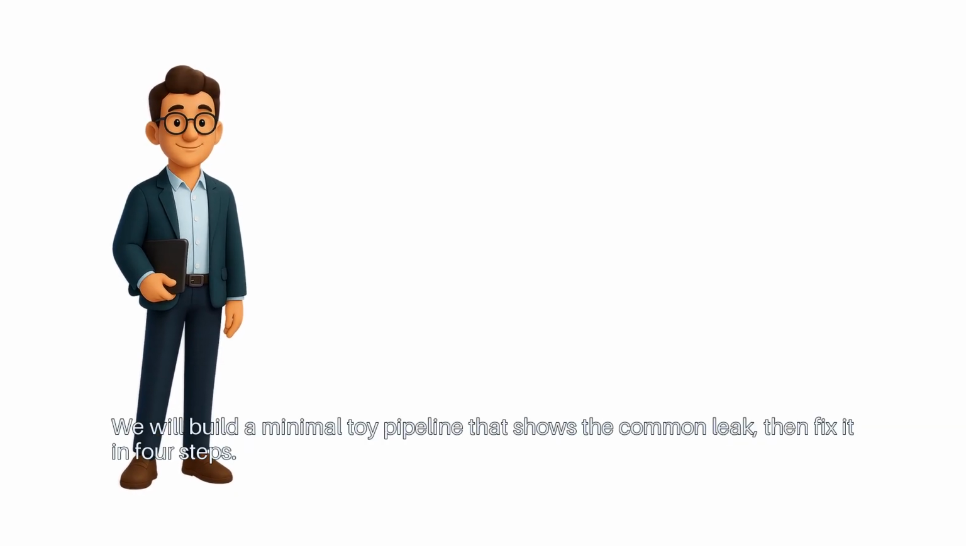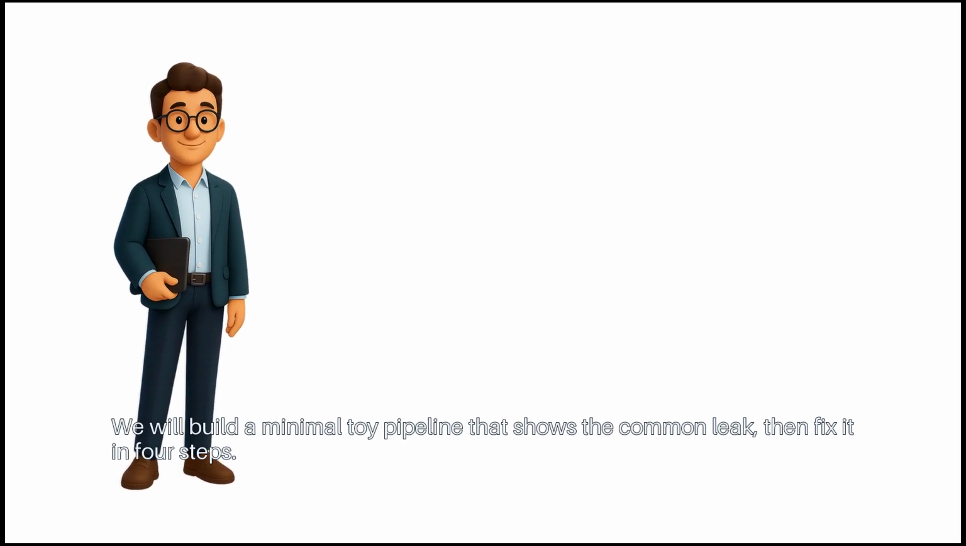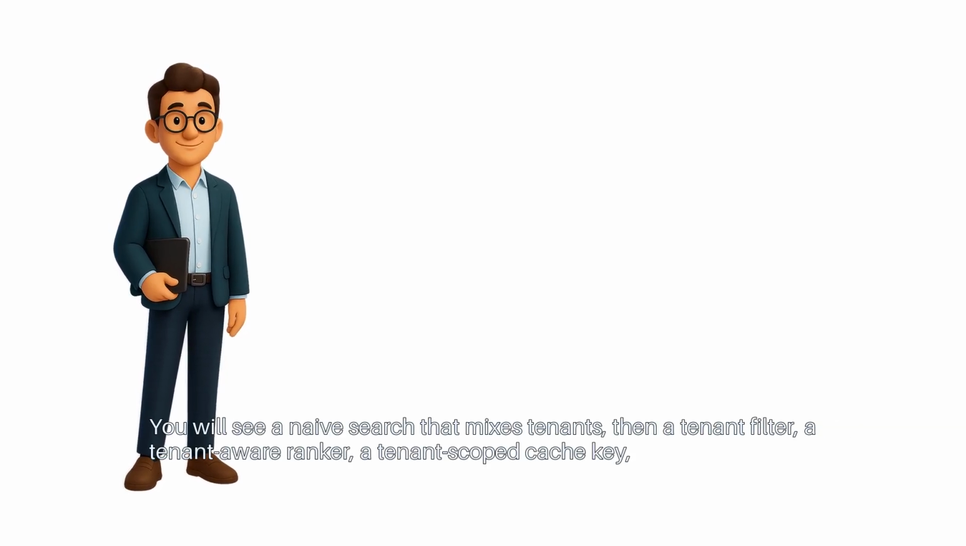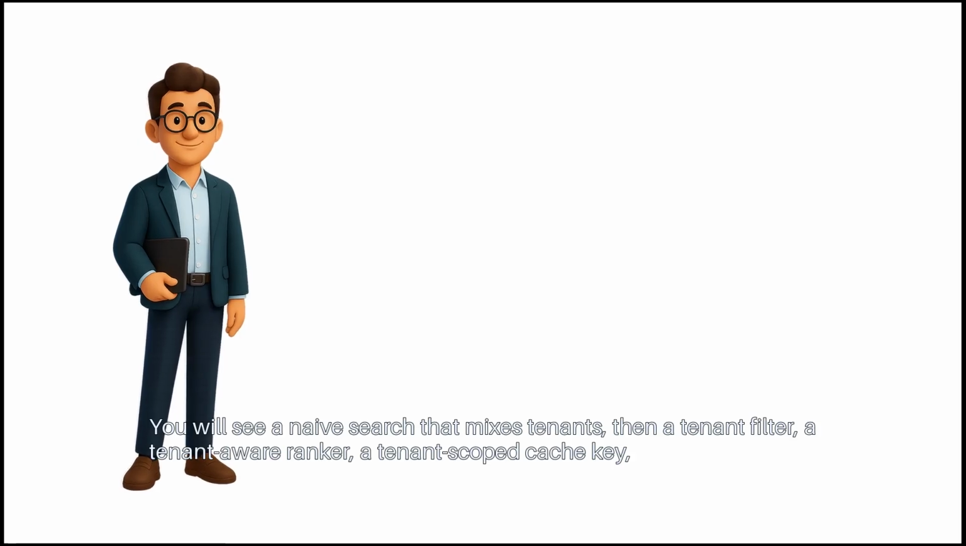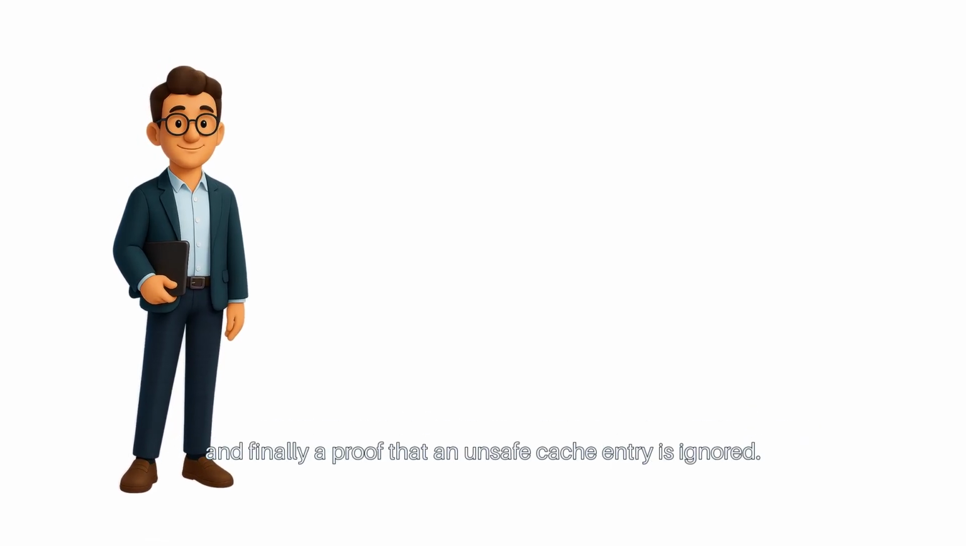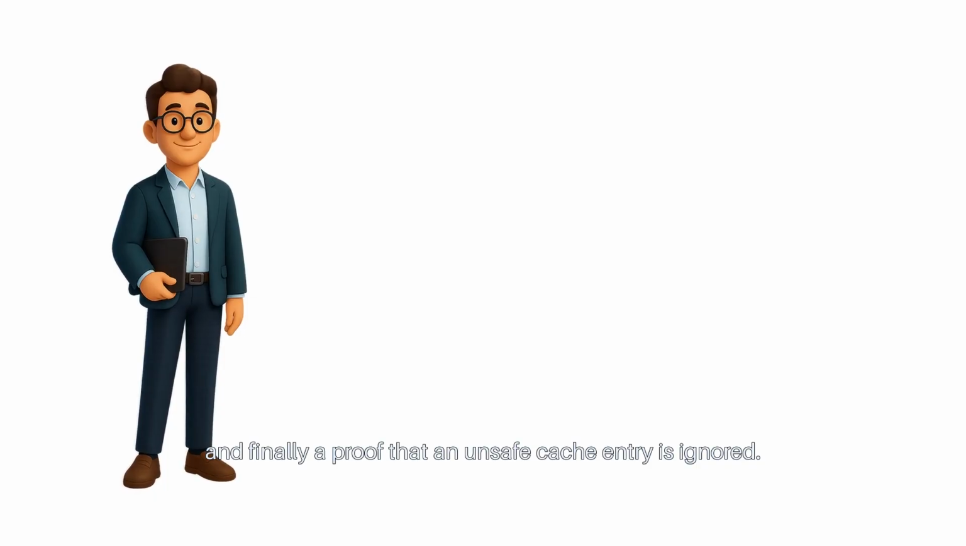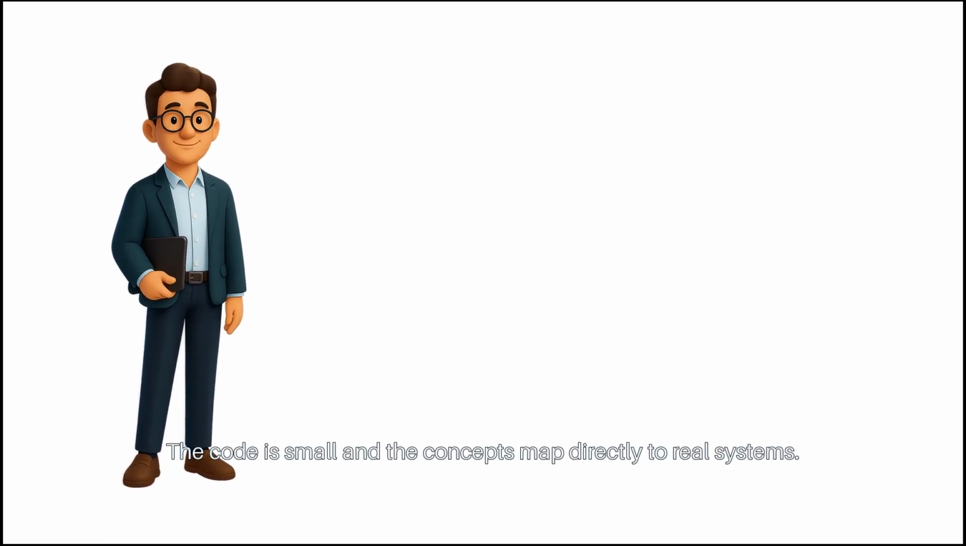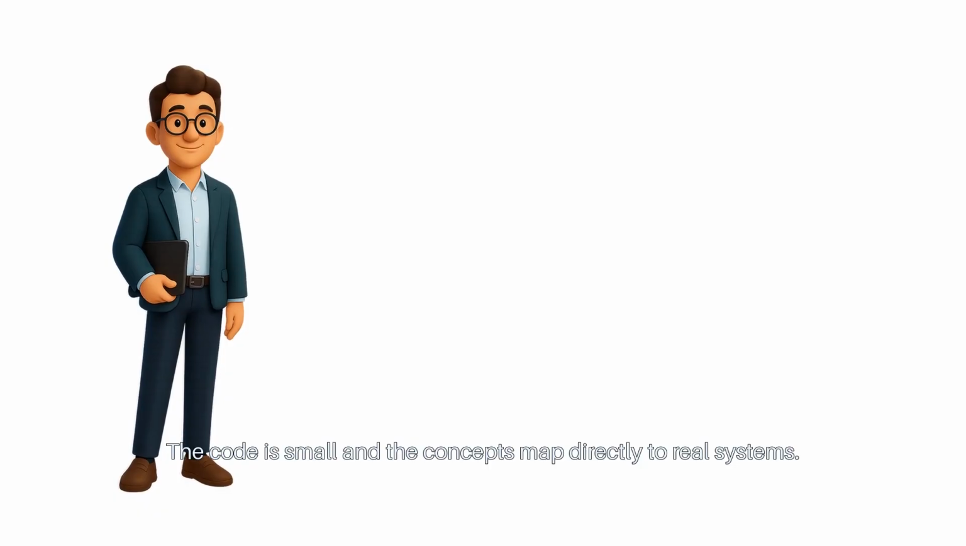We will build a minimal toy pipeline that shows the common leak, then fix it in 4 steps. You will see a naive search that mixes tenants, then a tenant filter, a tenant-aware ranker, a tenant-scoped cache key, and finally, a proof that an unsafe cache entry is ignored. The code is small, and the concepts map directly to real systems.